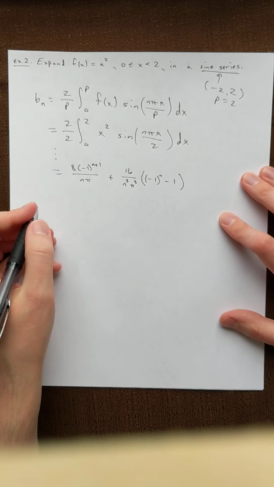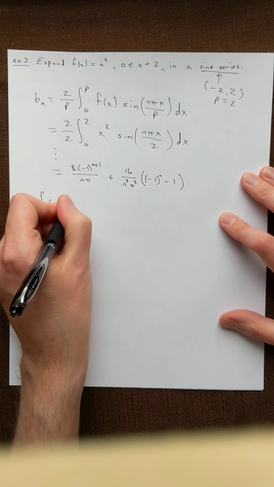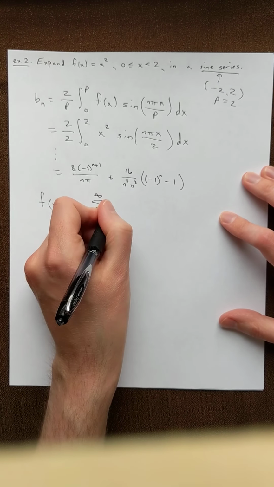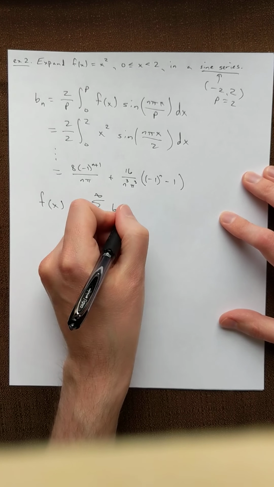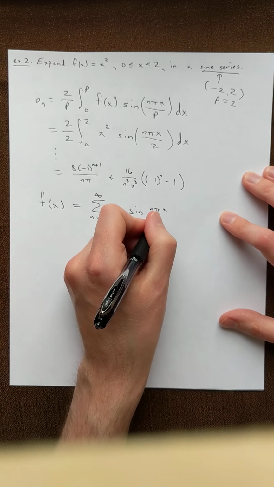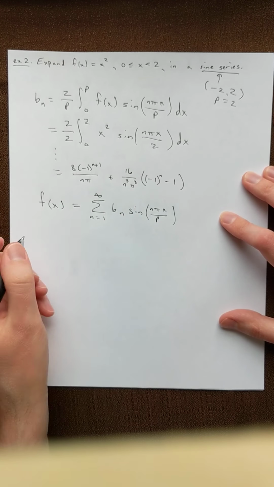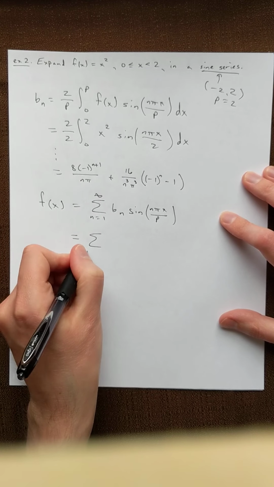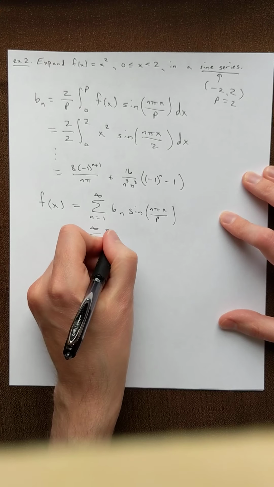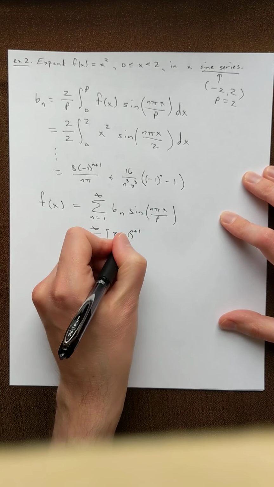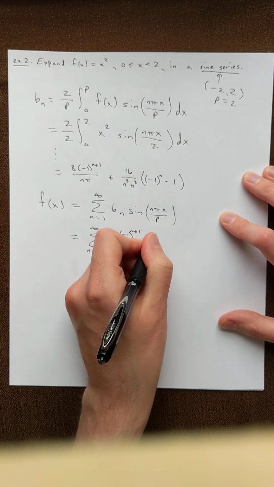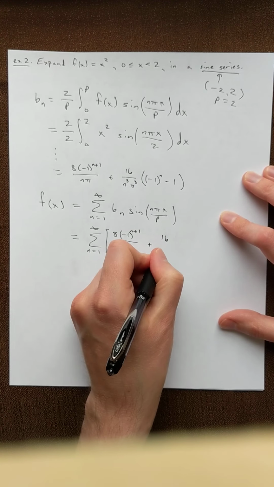Okay, once we have our formula for bn, we just write our answer, which is only the sine part of the Fourier series. We don't need to worry about an and a0. We just have bn times sine n pi x over p. Okay, so for us, that's going to be n equals 1 to infinity. Copy down this gigantic mess, and multiply by a sine.